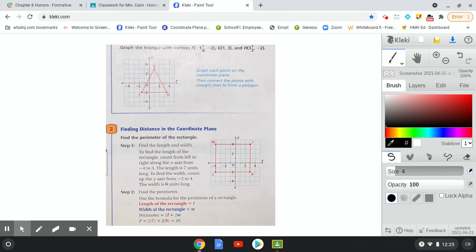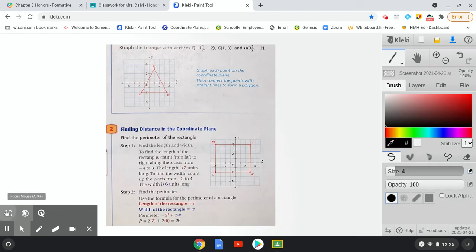So remember, when we graph coordinates or graph plotted points, we are always going to start at our origin. And we're going to start with point F, which is -1.5, -2. So in order to get to -1.5, I have to go left on my x-axis, and I have to go down to get to negative 2. So -1.5, -2 is going to end up in quadrant 3.